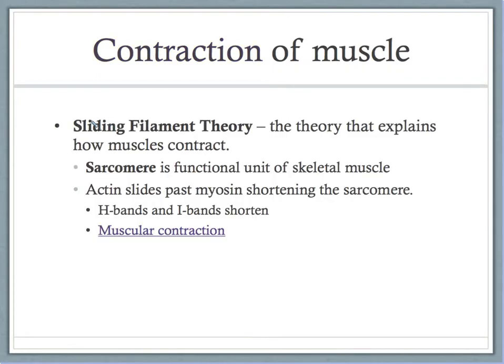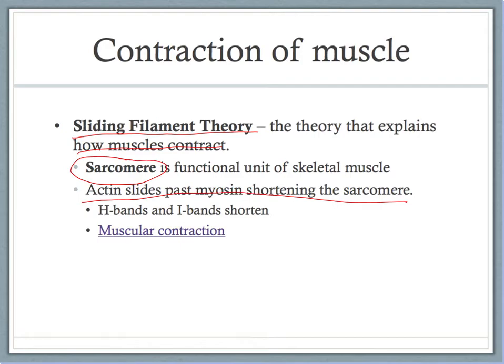And when we do all of this, they've created what's known as the sliding filament theory, which is the theory that explains how muscles contract, which basically states that your actin is pulled by the myosin to contract and shorten the muscle, and then it relaxes and reopens. But that's the sliding filament theory: the actin and myosin contract to shorten muscles and allow movement. A sarcomere is your functional unit of a skeletal muscle cell, and it's created and utilized by actin sliding past myosin, shortening the sarcomere, which shortens your H and your I bands.